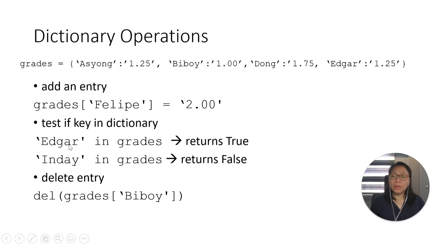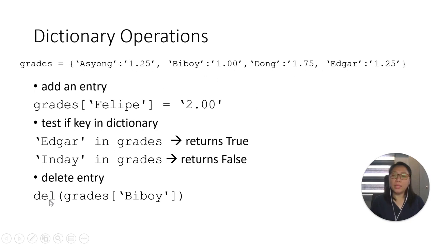And then to test if a key is in the dictionary, we could use the in keyword. So here, Edgar in grades returns true because Edgar is here. However, Inday in grades returns false because there is no key Inday here.